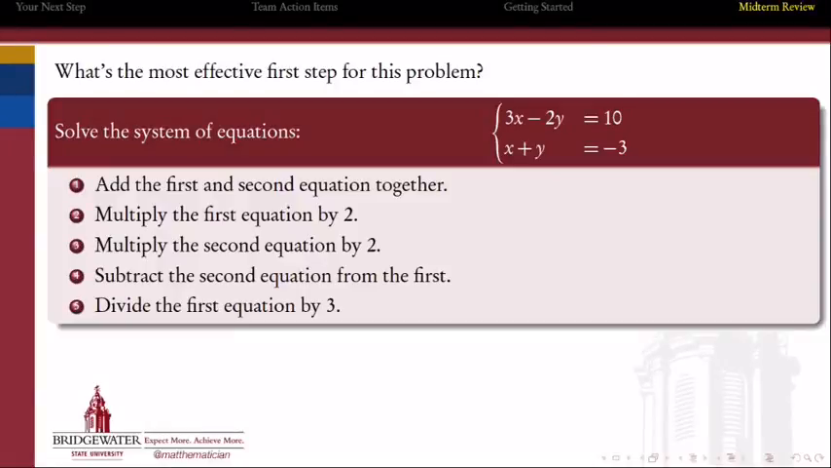The last problem asks you to solve a system of equations. So here's two equations: 3x minus 2y equals 10, x plus y equals negative 3. We want to find the solution of this system.